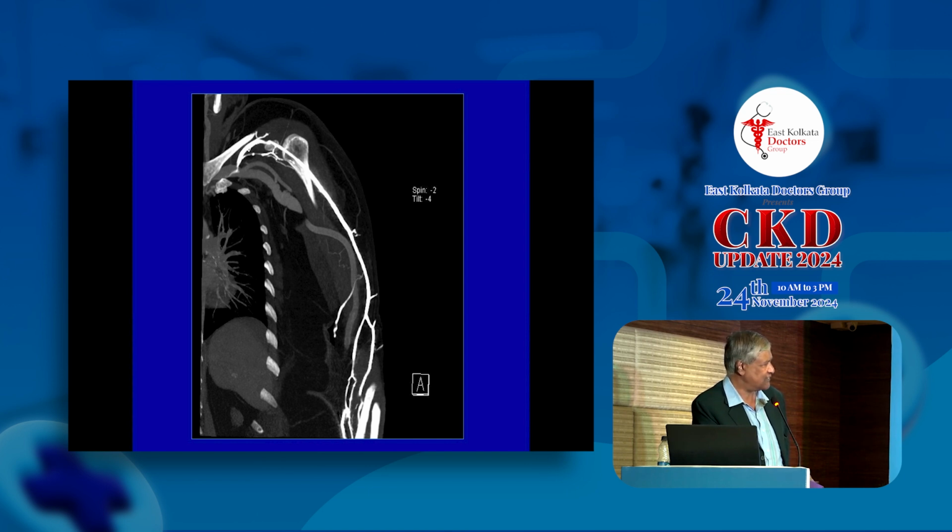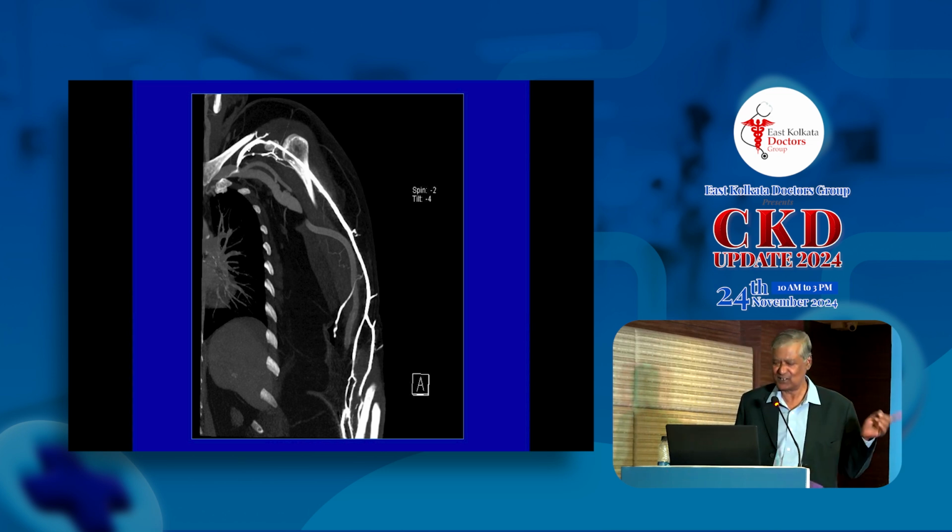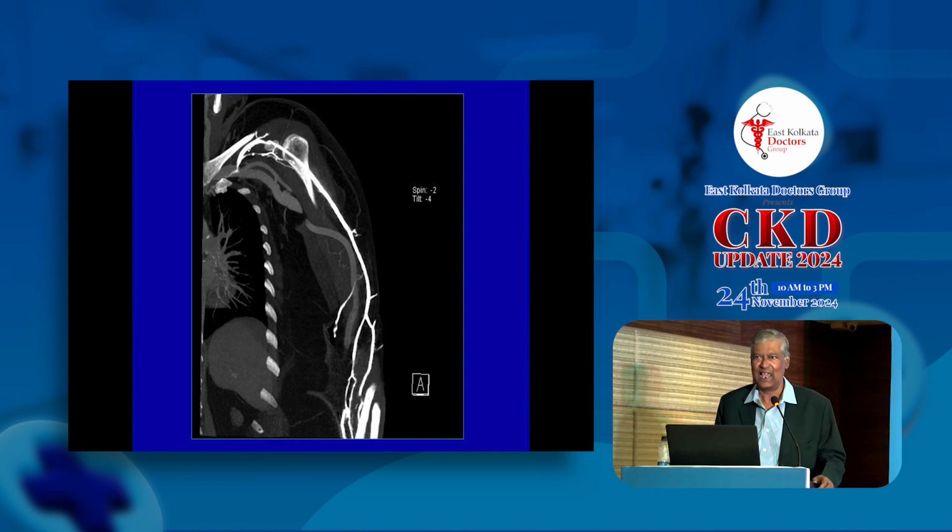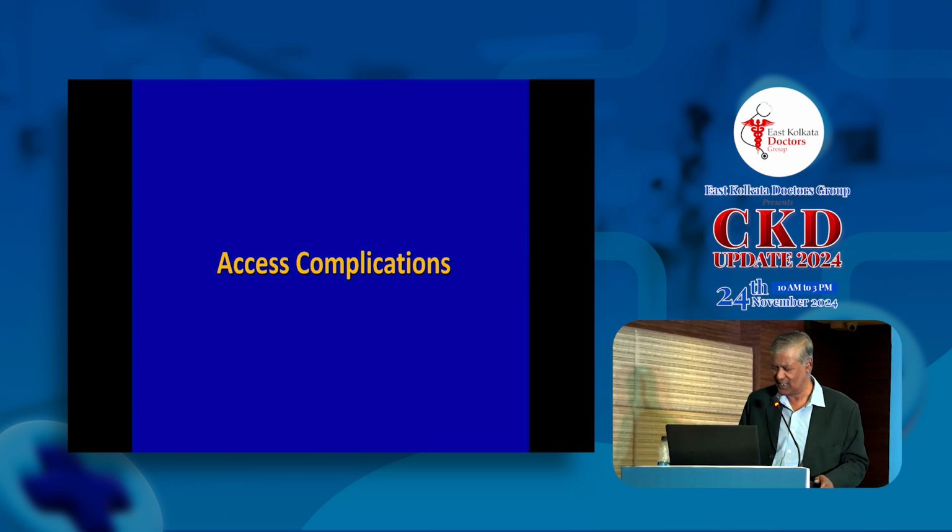This was a graft, and the graft has blocked. You can see a long segment obstruction. This requires surgical thrombectomy and a patchplasty at the venous exit level, and again, this was salvaged. Now, I'll spend the last 3 minutes on access complications because as specialist physicians, you need to have some idea, snapshots of what you can see in your patients on the wards or in your outpatients.